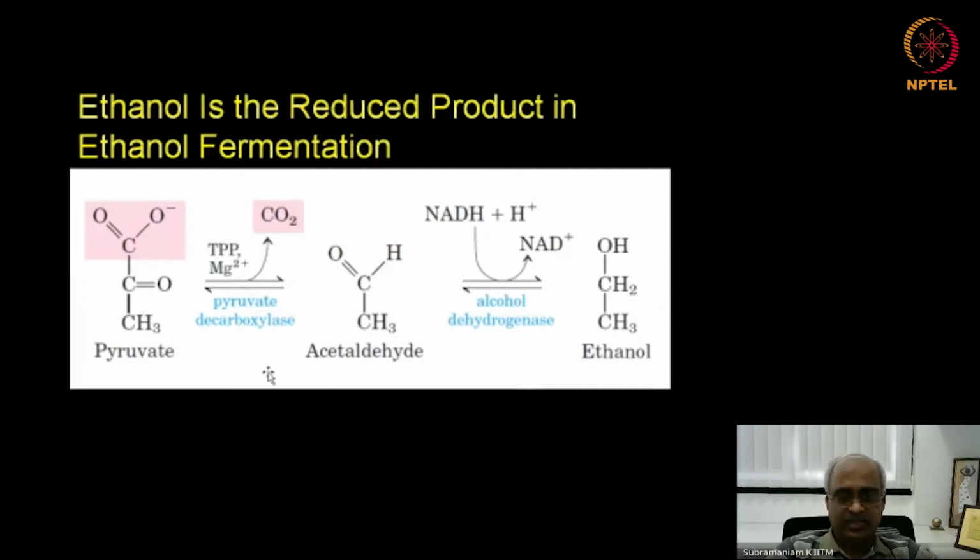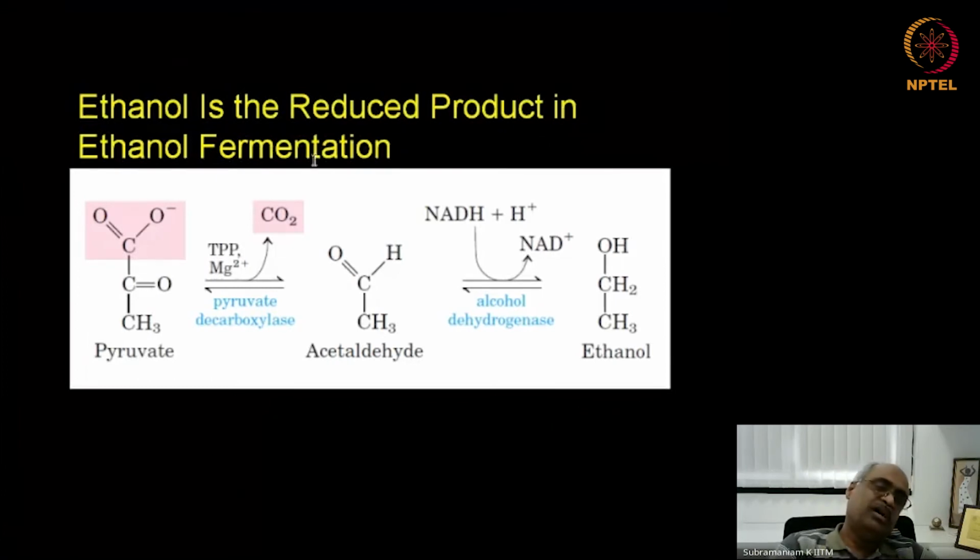An interesting aspect of this 2 enzyme step is the production of carbon dioxide. And that is why beer, champagne, etc. have a bubbling property. That is coming from this carbon dioxide produced during alcohol fermentation by yeast. And this carbon dioxide is the reason for the natural carbonation of beer and champagne.